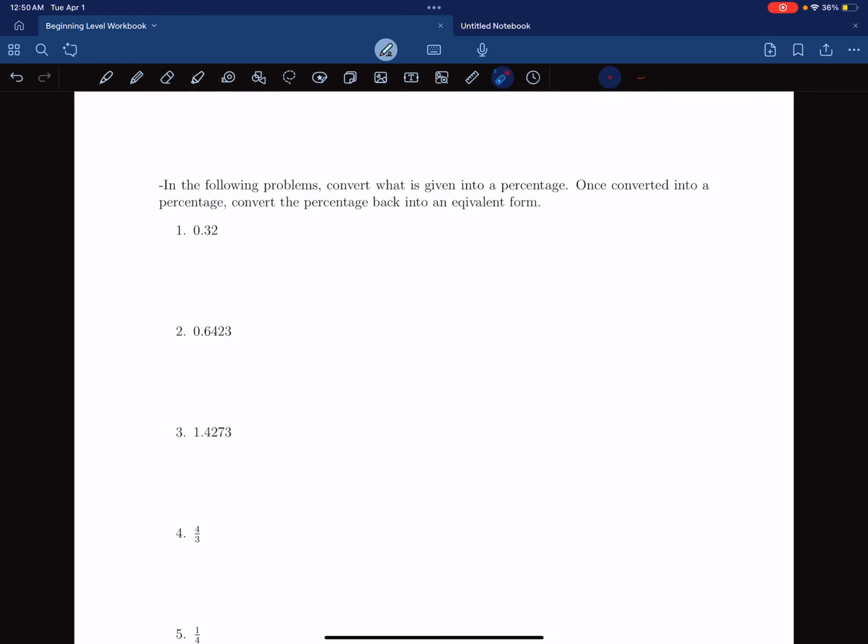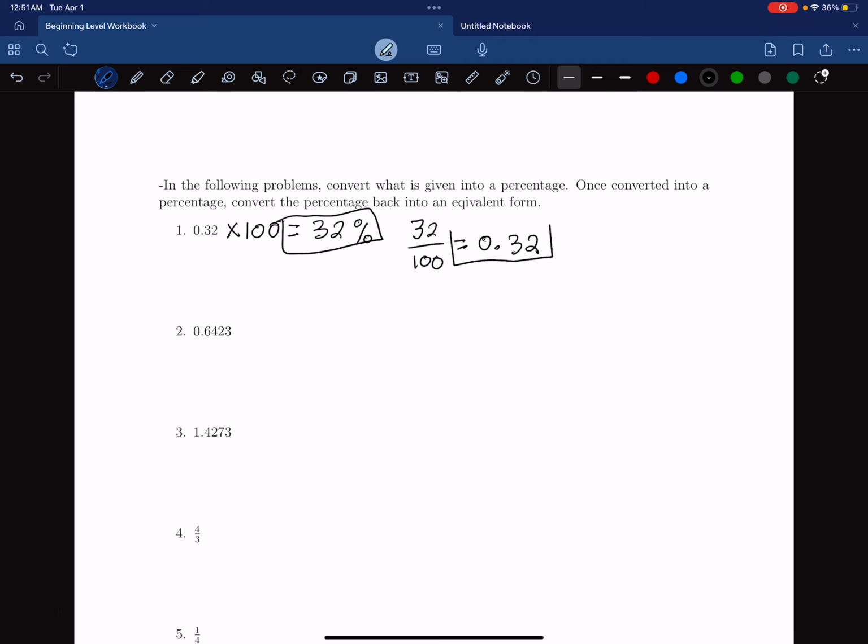Our first part is to convert what is given into a percentage. So we have to convert this decimal, 0.32, into a percentage. If you recall from the first page, to convert a decimal into a percentage, you simply multiply that decimal by 100. 0.32 times 100 is 32, and then we put the percent sign. So this is 32%. Now to convert this 32% back into decimal form, all you want to do is take that 32 and divide it by 100. 32 divided by 100 is simply 0.32. Let me box both of our answers here.